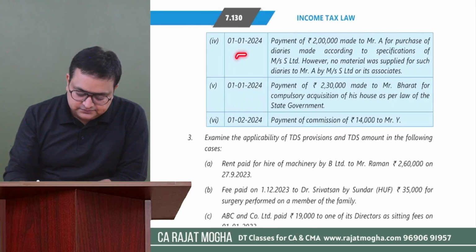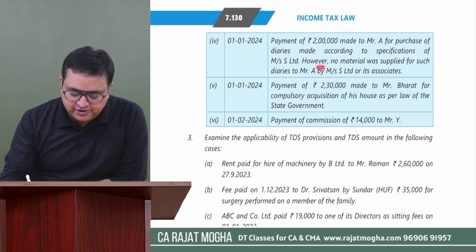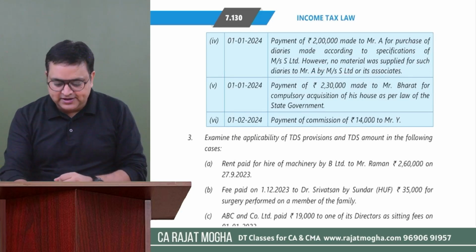Next, payment of 2 lakh made to Mr. A for purchase of diaries, where according to the specification of S Limited, however, no material was supplied for such diaries to Mr. A by S Limited or its associates. Okay, very nice.